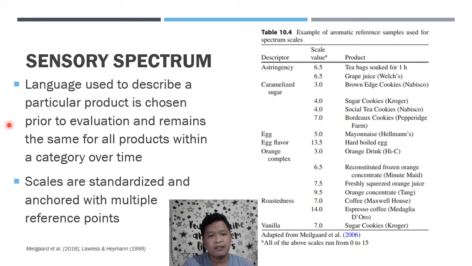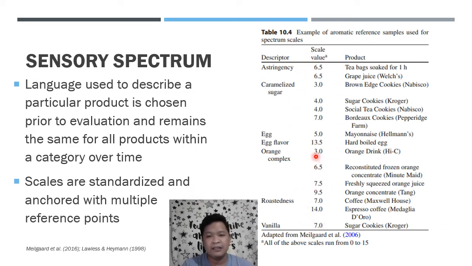So in this case, the language used to describe the product, or your terms, is chosen prior to the evaluation and cannot be changed for that specific category. So, that's an example of the descriptors or lexicon of terms. And for each descriptor, you have a standardized scale with multiple reference points as seen here.